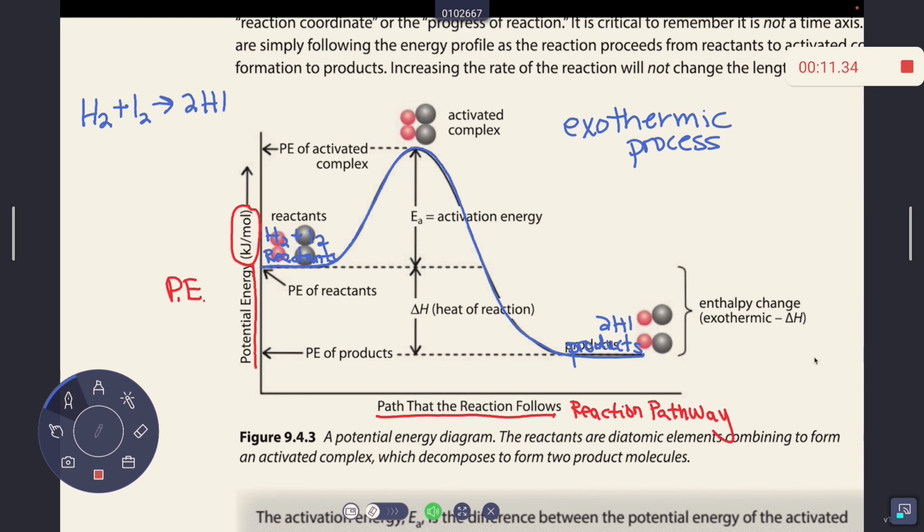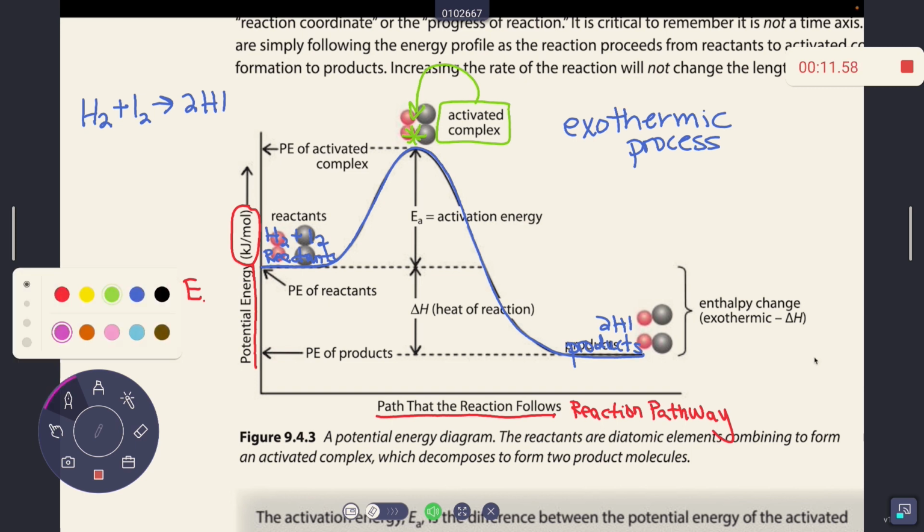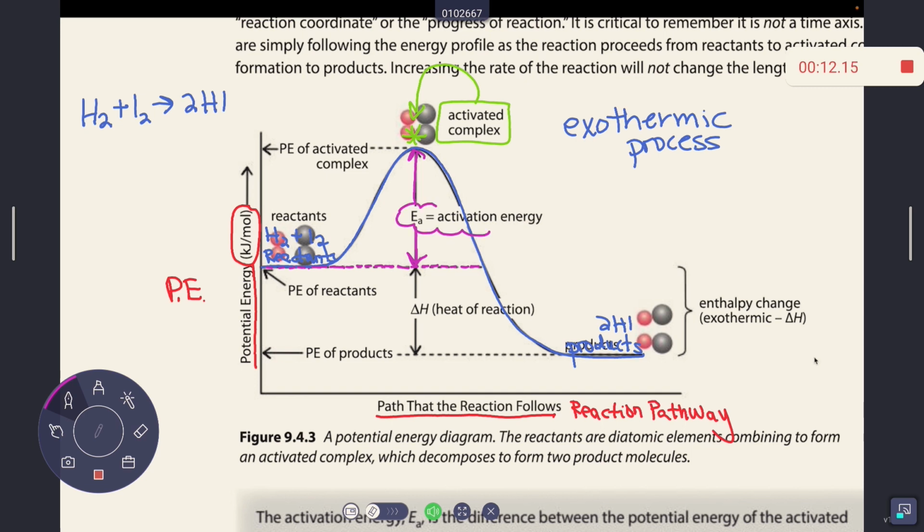We good so far with that? Okay. Now, the peak on the curve is your activated complex, and you will sometimes see them put a star there. Okay, so my activated complex is right here. And then my activation energy is going to be wherever the reactants began, which was right here, okay, to the highest point on that curve. So this is my activation energy.